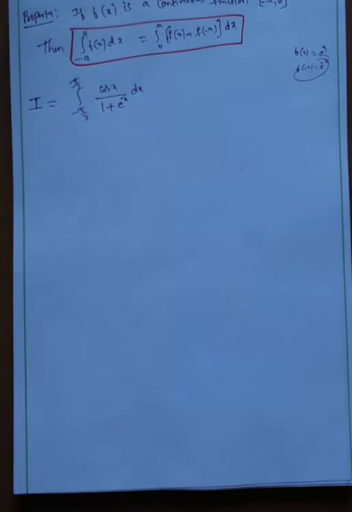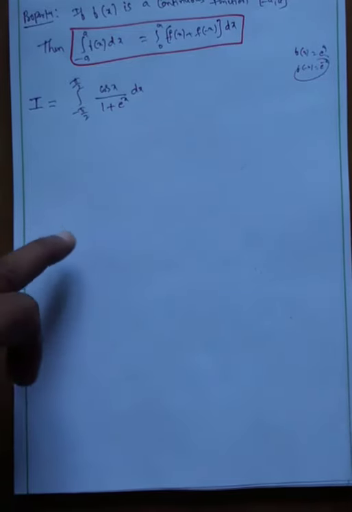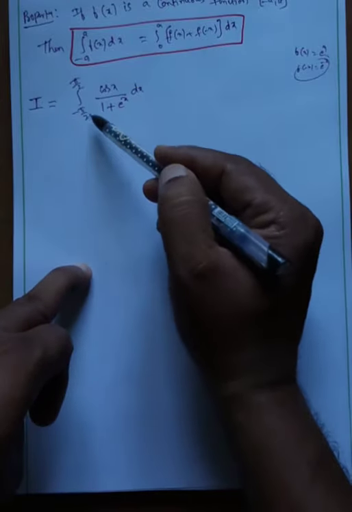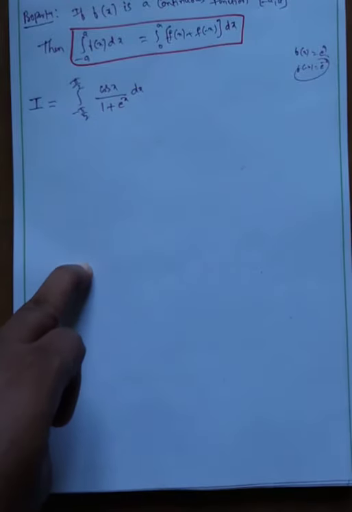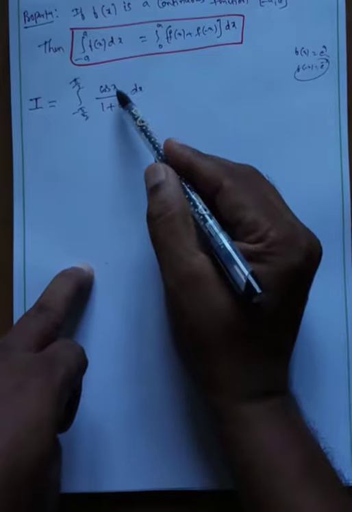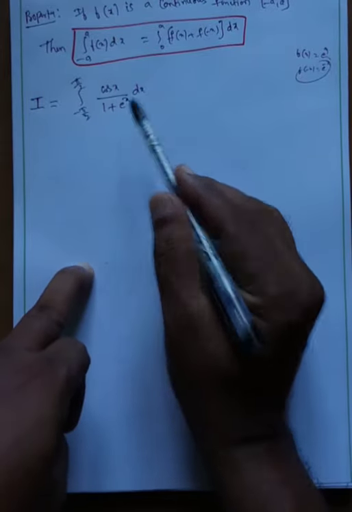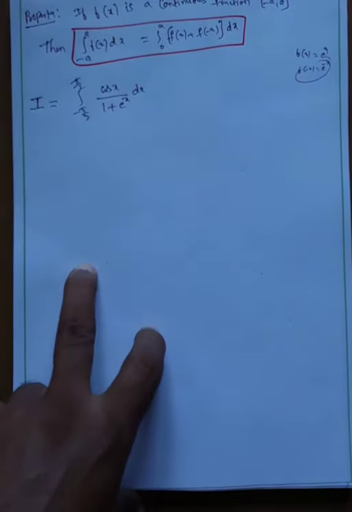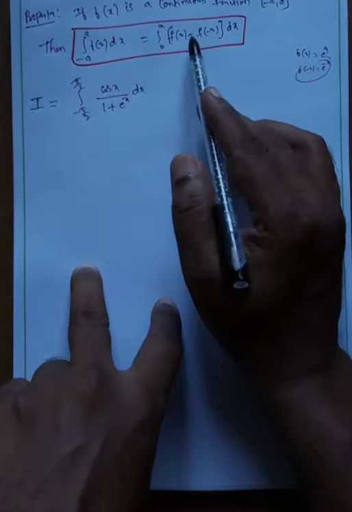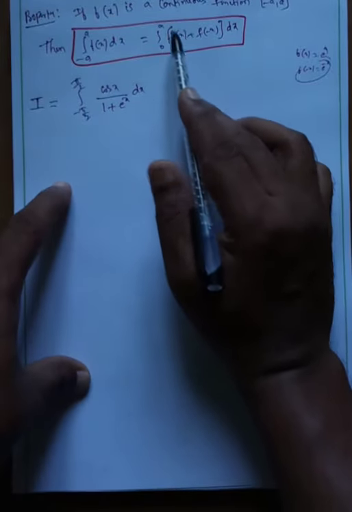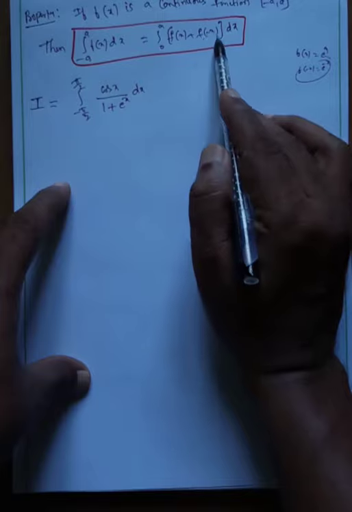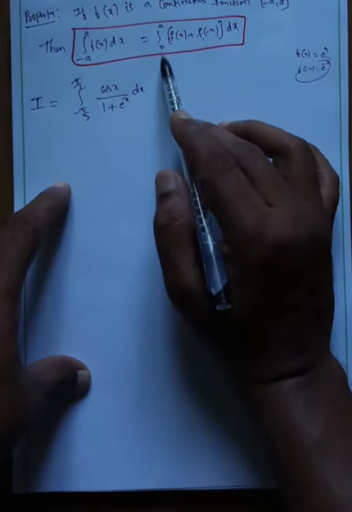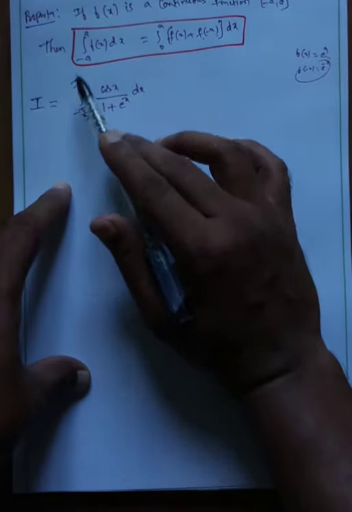Okay, now we are going to the problem: the integral of cos x by 1 plus e power x. Here cos x is an even function, but the total function, you observe, has e power x, so it is neither even nor odd. That's why we use this formula. Here f of minus x, instead of x we write minus x. The limits 0 to a means 0 to pi by 2.